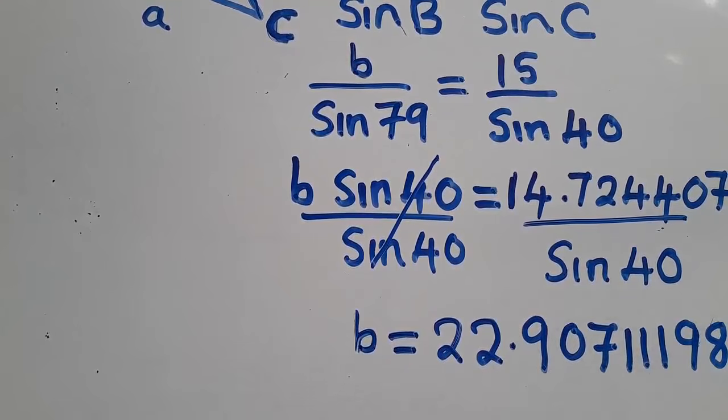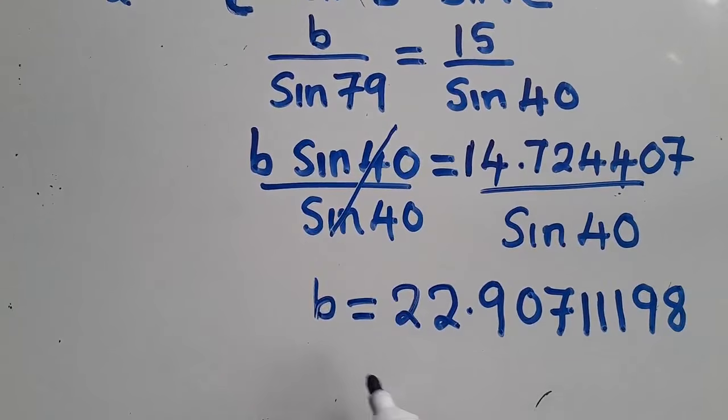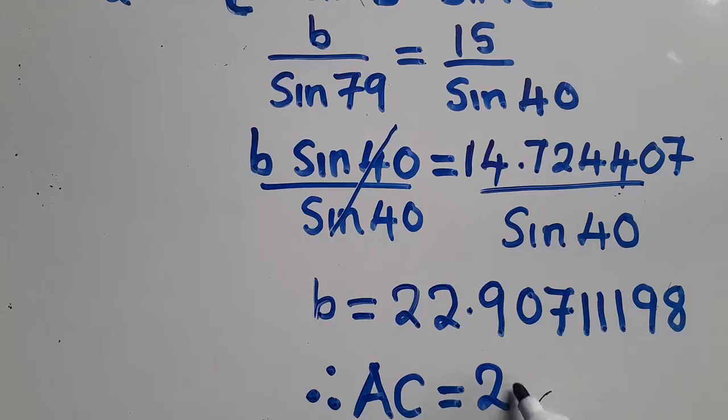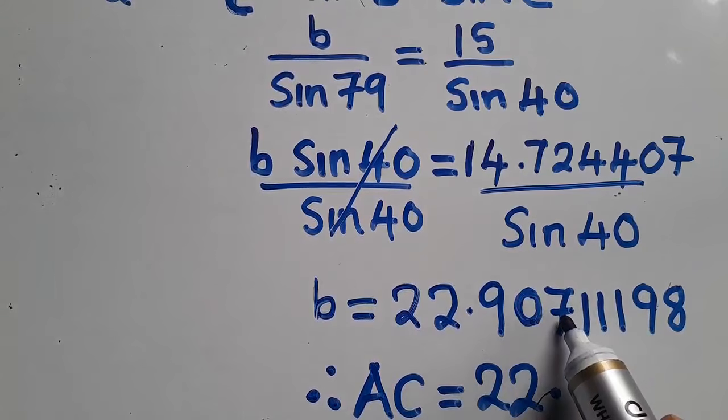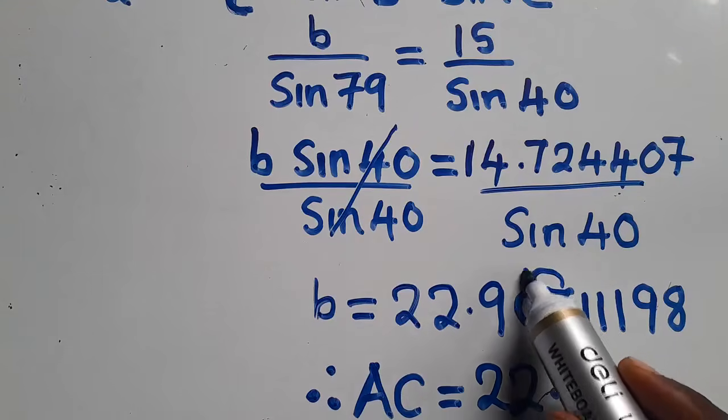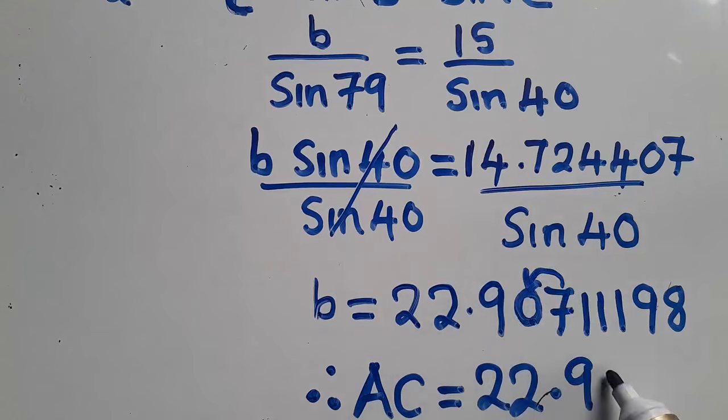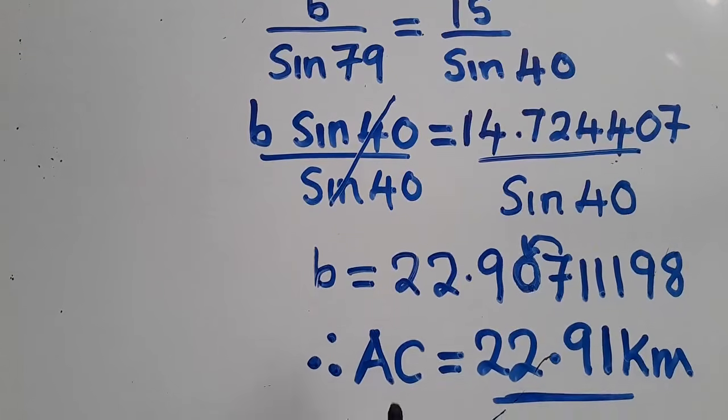Have you seen? So once you reach here, then you just say, therefore, you were told to find AC. So you conclude, therefore, AC is equal to, you put your answers to two decimal places, 22.9. Are we supposed to write a 0 here? Because this one is above 5, a 1 comes there. This one becomes a 1. So like this, then you put what? The units, kilometers. So this is how we needed to find the side AC.